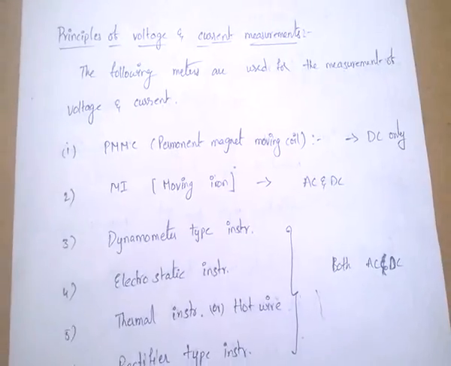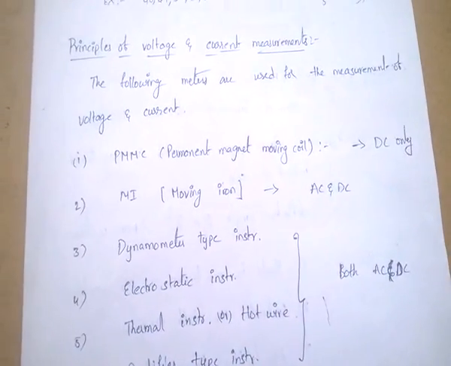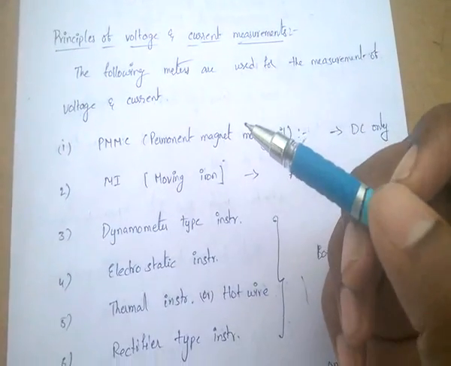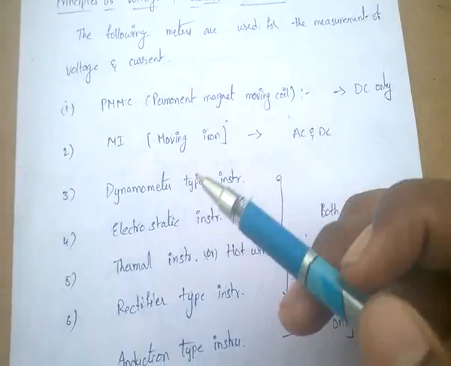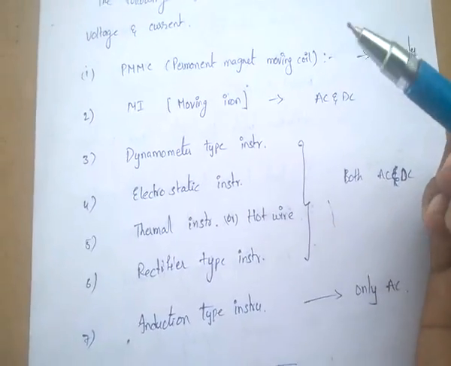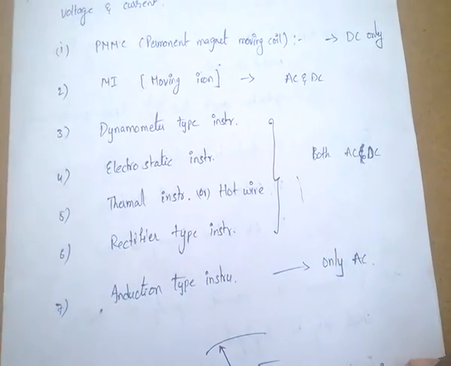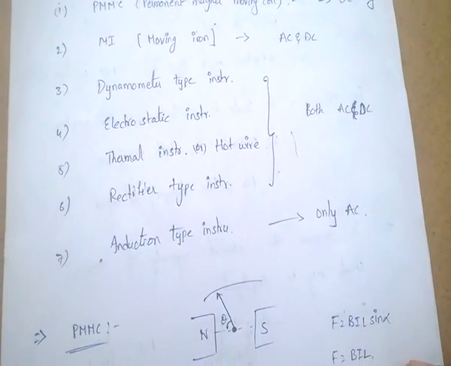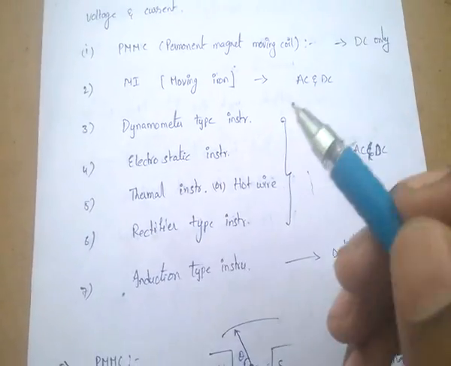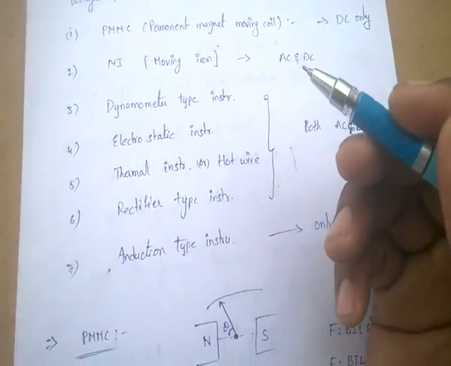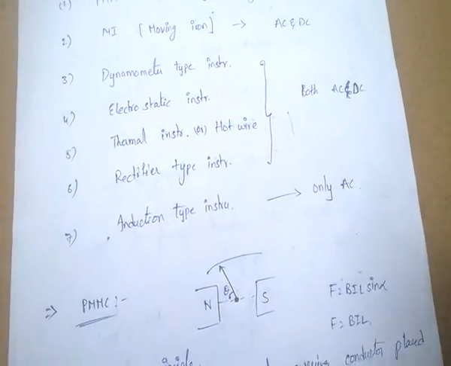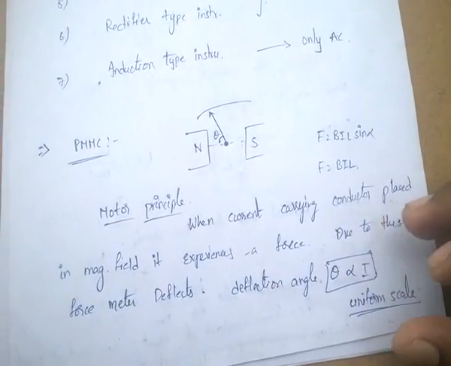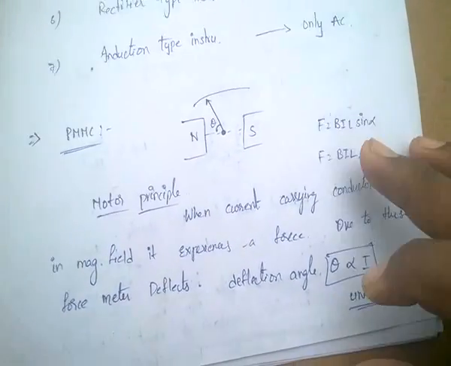In the previous video I already explained which types of instruments are used for both current and voltage measurements. They are PMMC, MI type, dynamometer type, electrostatic type, thermal type, rectifier type and induction type. In this video I want to explain each and every meter. I will give only the important points of these meters, coming to the PMMC.